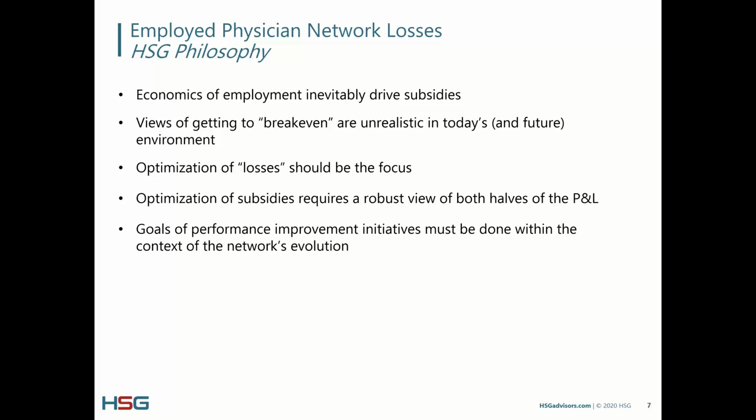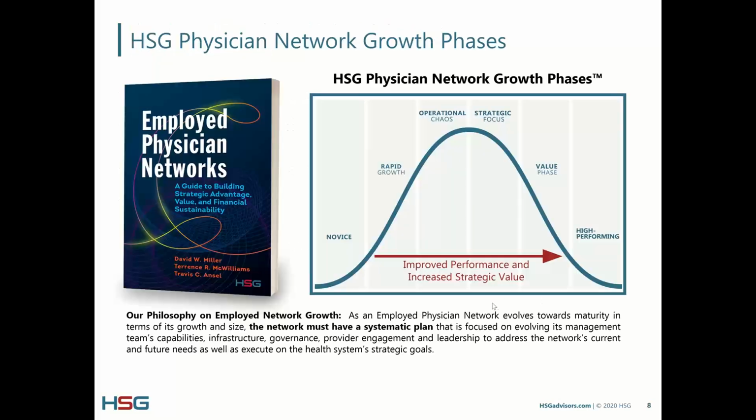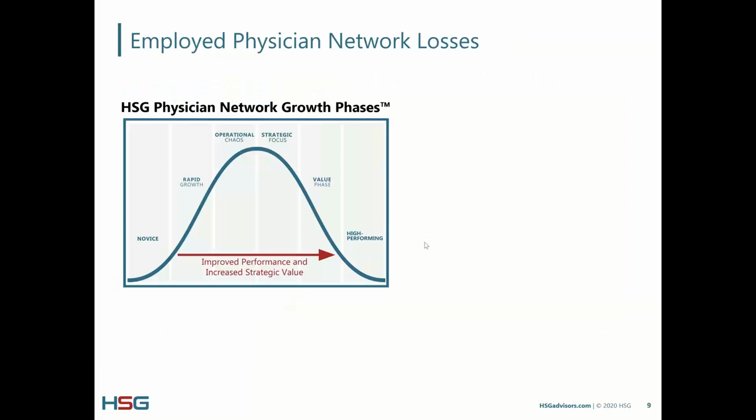But what we can do is continue to improve from where we are right now. And that relates to our view of how networks grow and evolve over time. Anyone who's worked with us or read our materials is probably familiar with what we call our physician network growth phases, which is our view of 6 distinct phases which employed networks progress through over time. We tend to focus, especially when we're talking about losses, on the operational chaos stage.